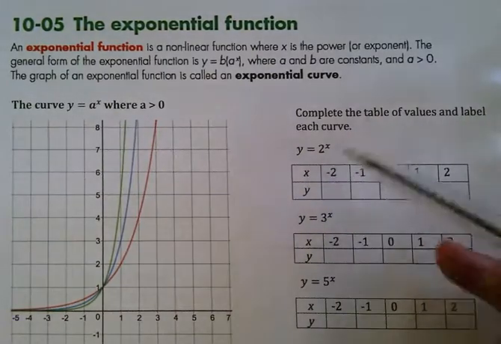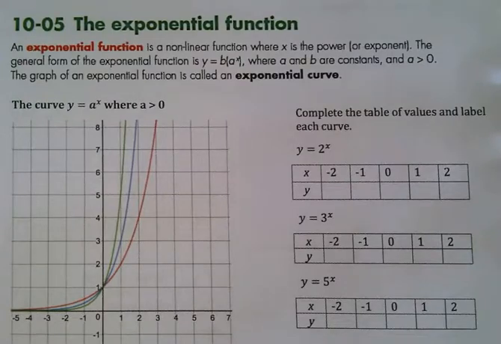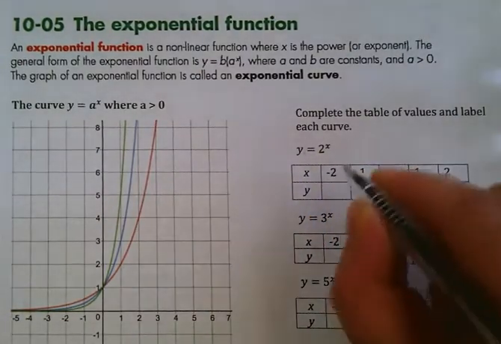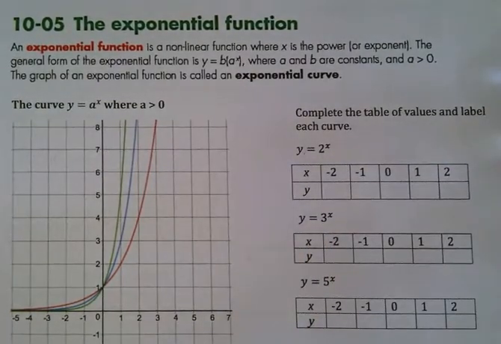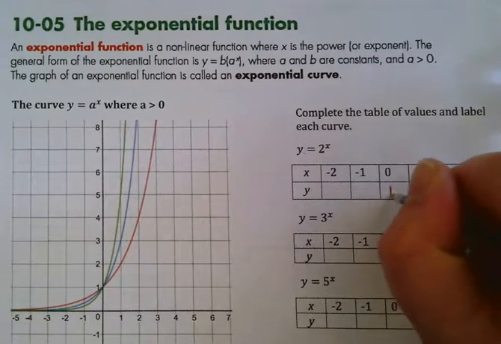So some examples here are y equals 2 to the power of x, 3 to the power of x, 5 to the power of x. Now, what I'm going to do, I'm just going to do some substituting here for y equals 2 to the power of x. I'm going to start with when x is 0. Now, what's 2 to the power of 0? No, it's not. Get your calculator out. Anything to the power of 0 is 1.